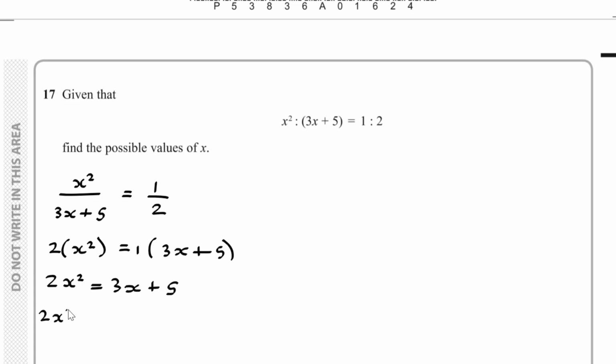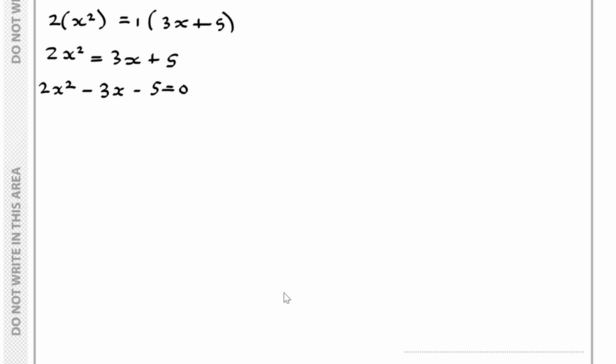And if we tidy this up, we've got 2x squared minus 3x minus 5 equals 0. And for us to solve this quadratic equation, we can factorize it. Of course, we require 2 numbers which multiply to give minus 10, which add to give minus 3. You'd find those 2 numbers to be minus 5 and 2. So we can rewrite this minus 3x in terms of the numbers which we've just found. So we've got 2x squared plus 2x minus 5x minus 5 equals 0.